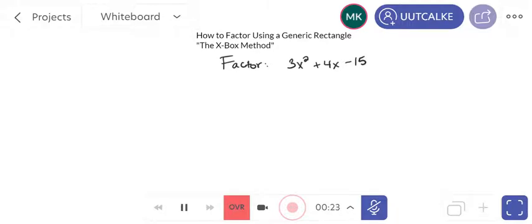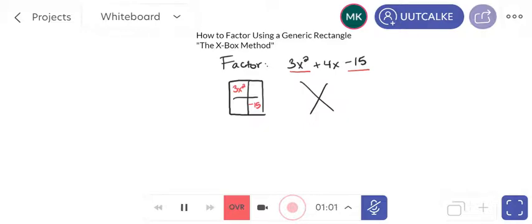As the name Xbox implies, we're going to start with a box and an X. What two values can we already fill in into our rectangle? And where do they go? What we're going to do is fill in 3x squared and negative 15, the x squared term and the constant term, into our rectangle and make sure that they are diagonal from each other. I'm going to write them like this, but as long as they're diagonal, you should be good to go.